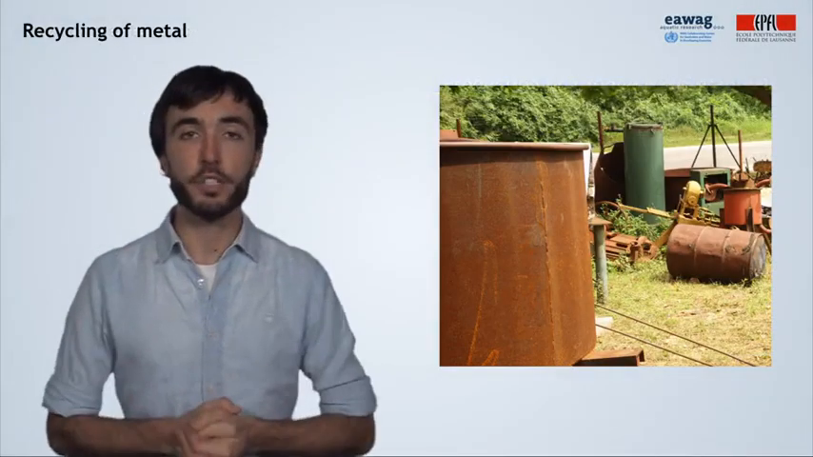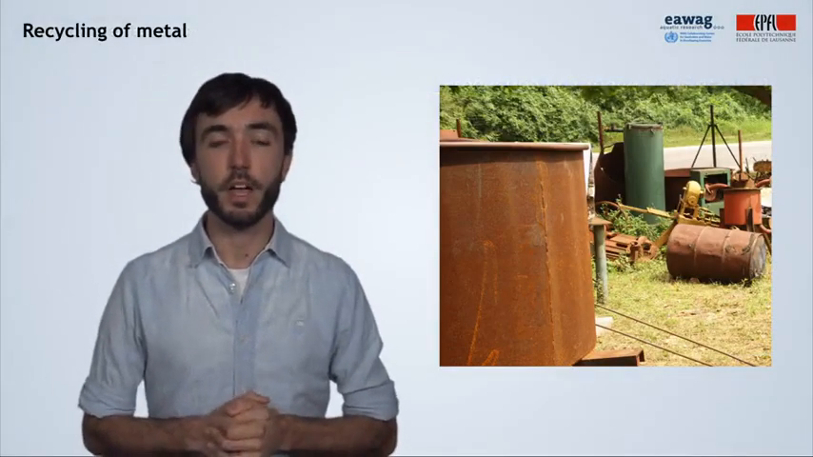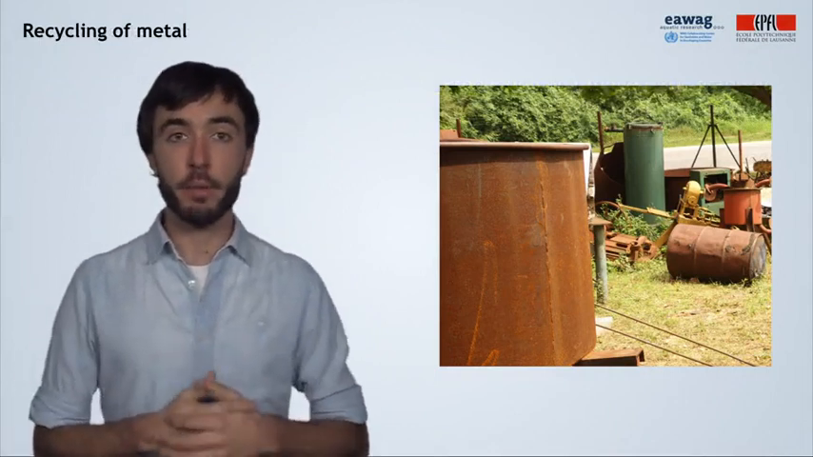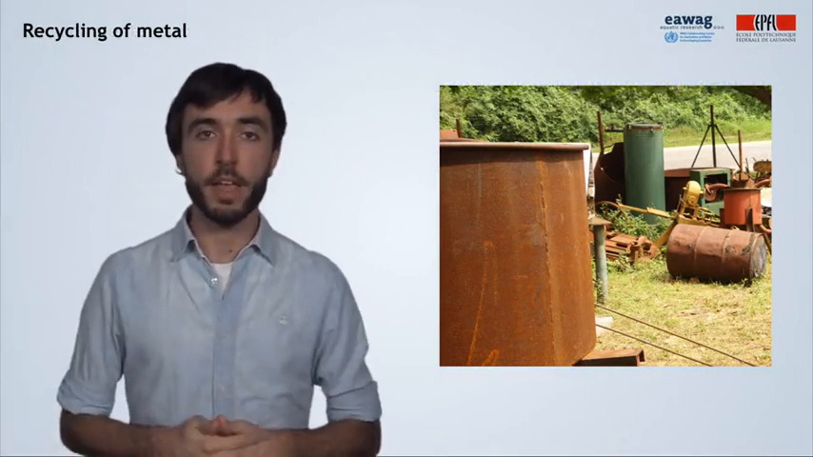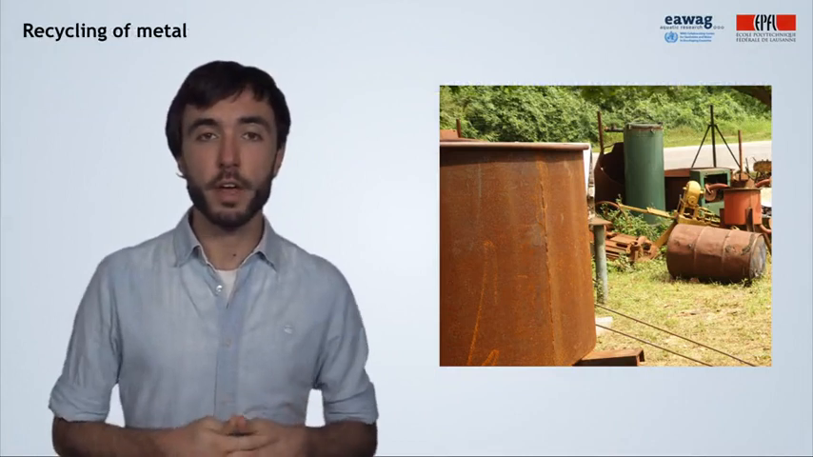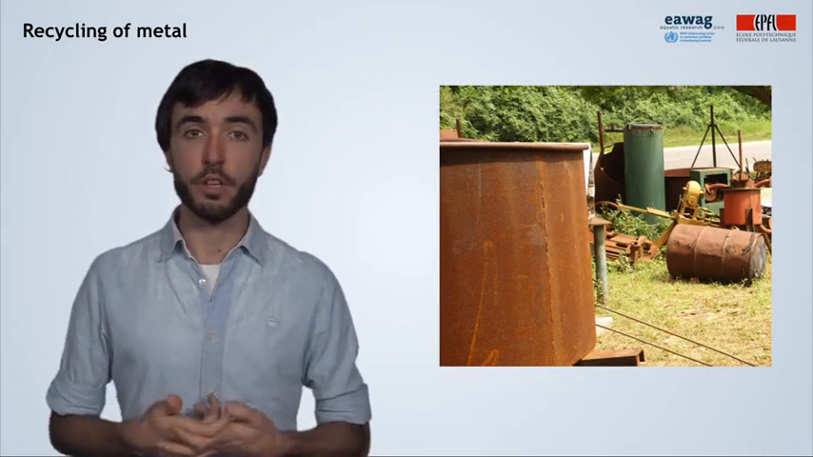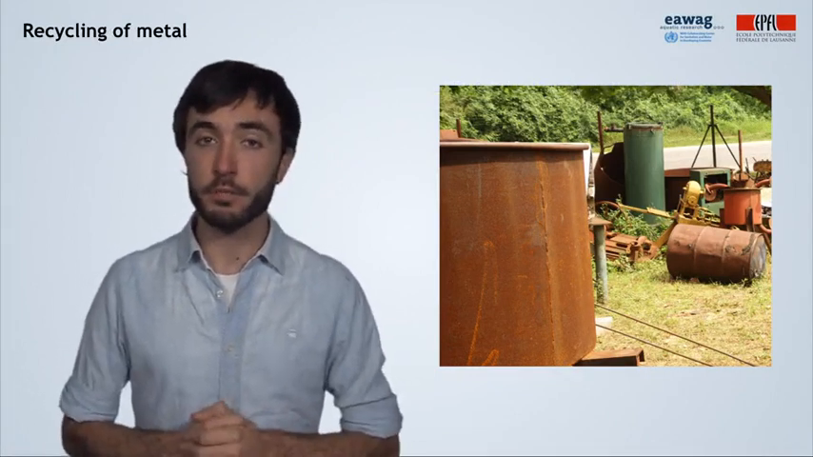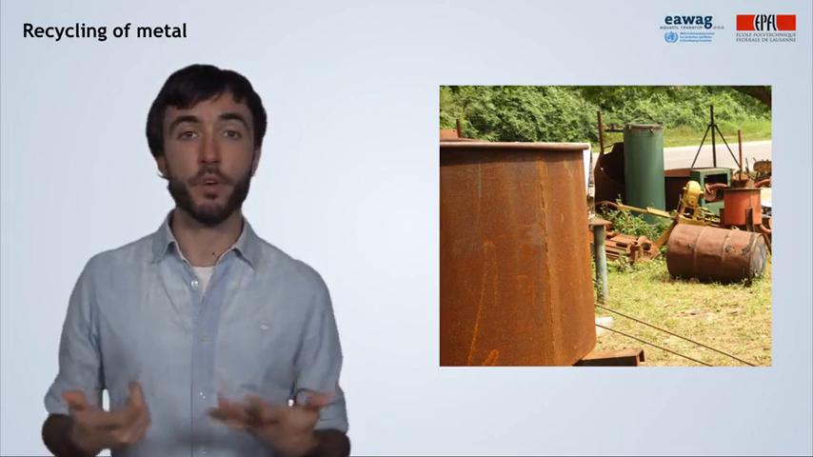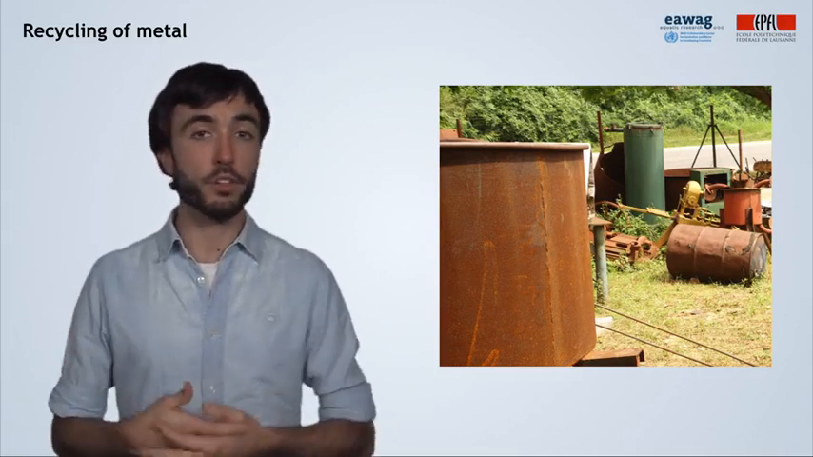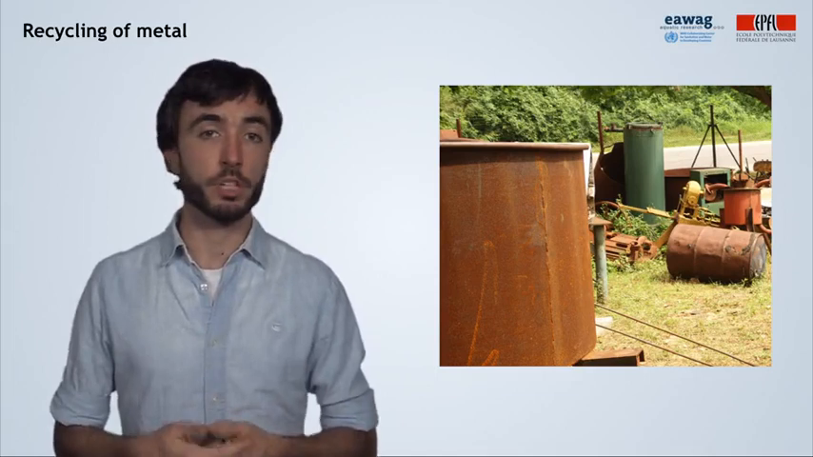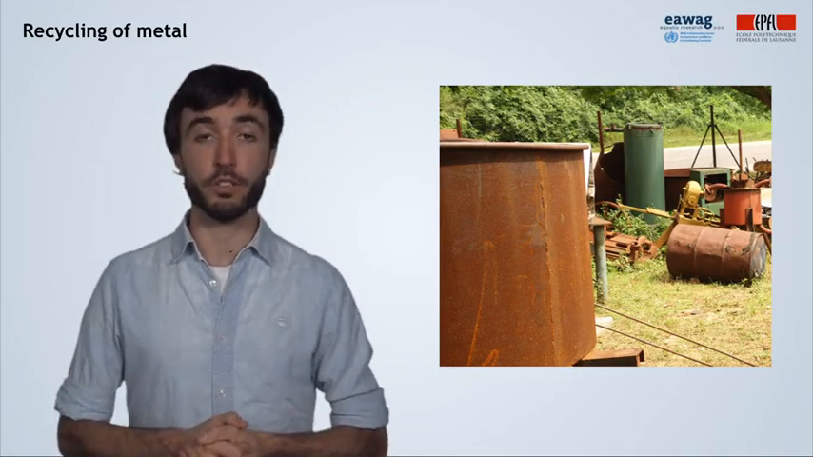Our last fraction for this module is metal waste. Iron and aluminum are the main metals found in waste. They are produced from mineral ore and used for a range of products, some having very short lifetimes, such as packaging of cans, foils, and containers, and others having very long lifetimes, such as materials in buildings and construction.